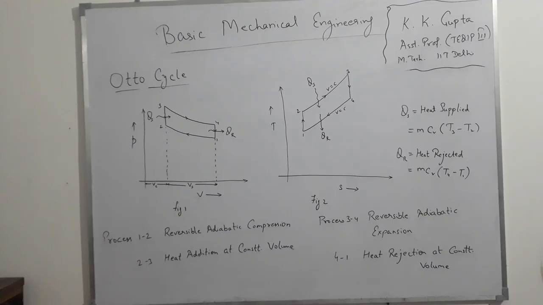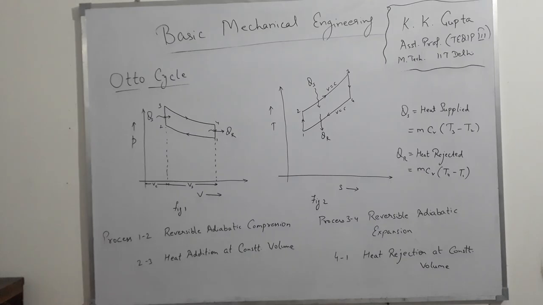Process 1-2 is reversible adiabatic compression. Process 2-3 is heat addition at constant volume. Process 3-4 is reversible adiabatic expansion. Process 4-1 is heat rejection at constant volume. In all the three cycles, Otto cycle, diesel cycle and dual cycle, the processes of compression, expansion and heat rejection are the same. The only change is in the heat addition process.